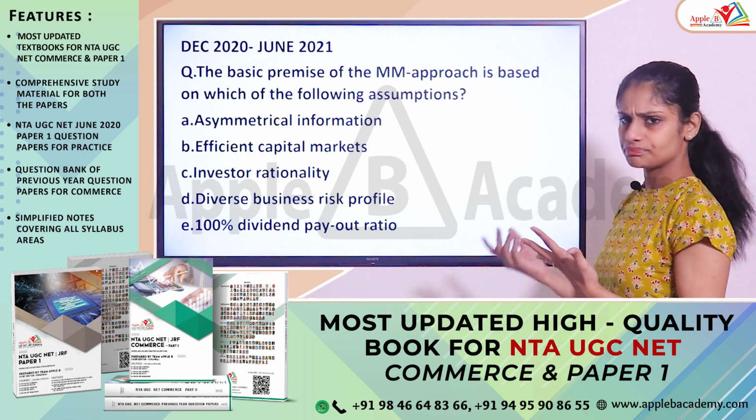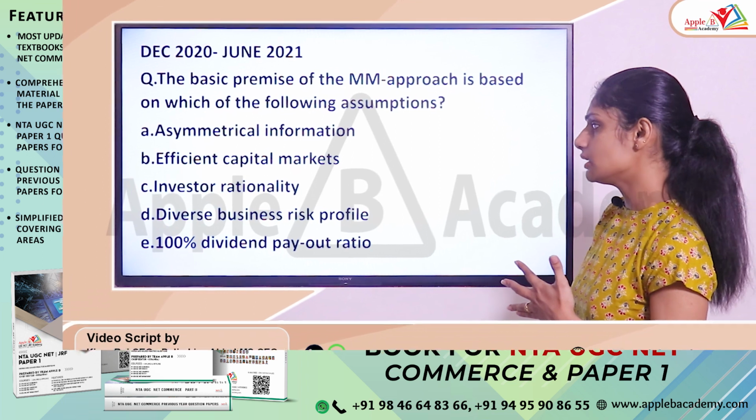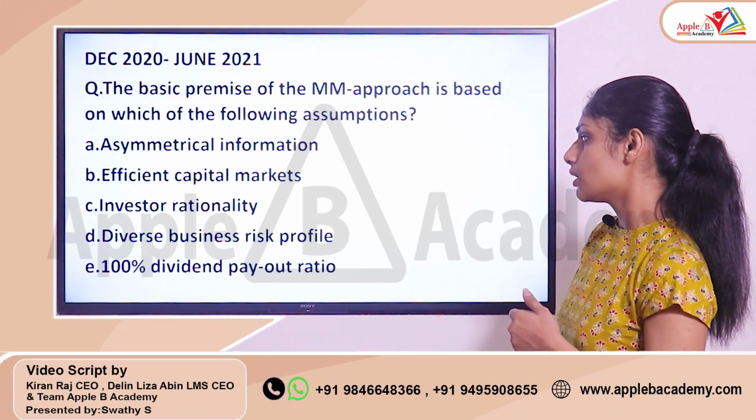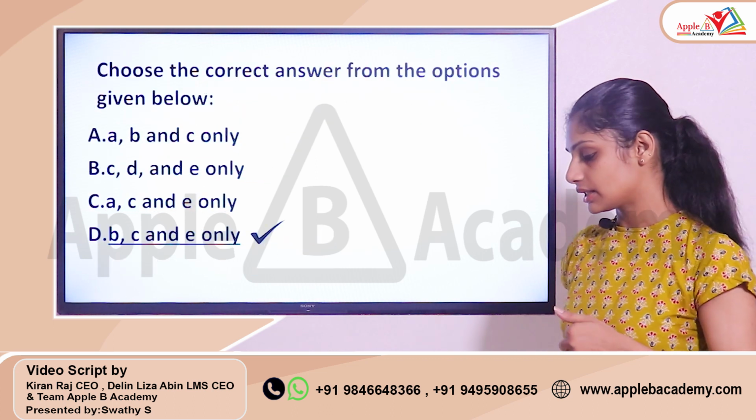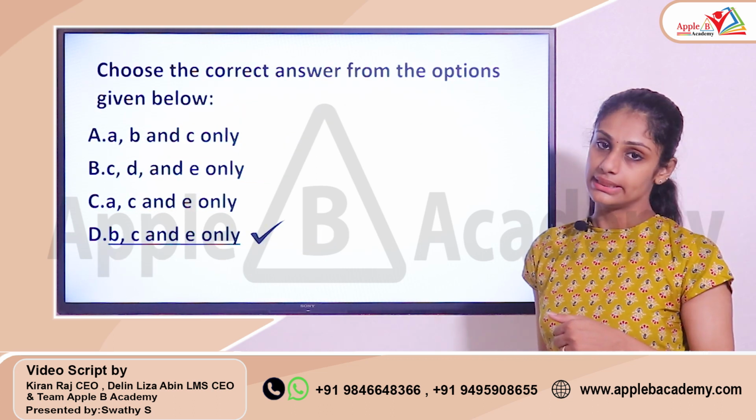Investor rationality, that will be there. Diverse risk profile, no, identical risk profile is considered. So B, C, and then D should not be there. 100% dividend payout, right? So B, C, E. The correct answer for this question is option D.